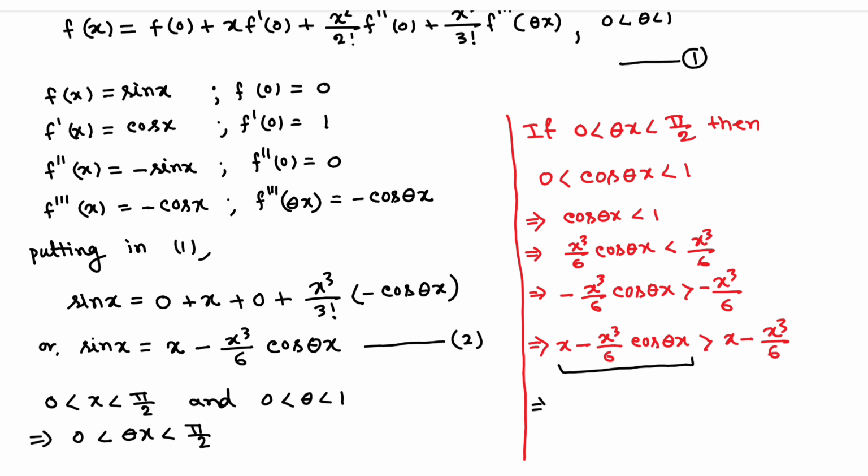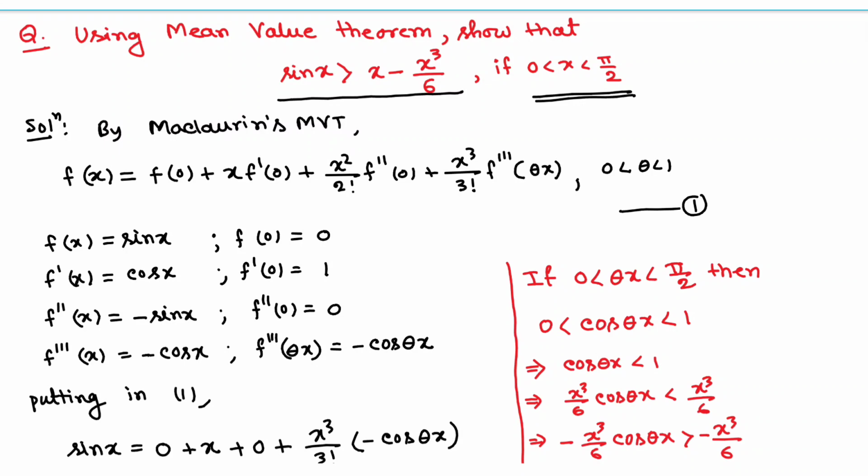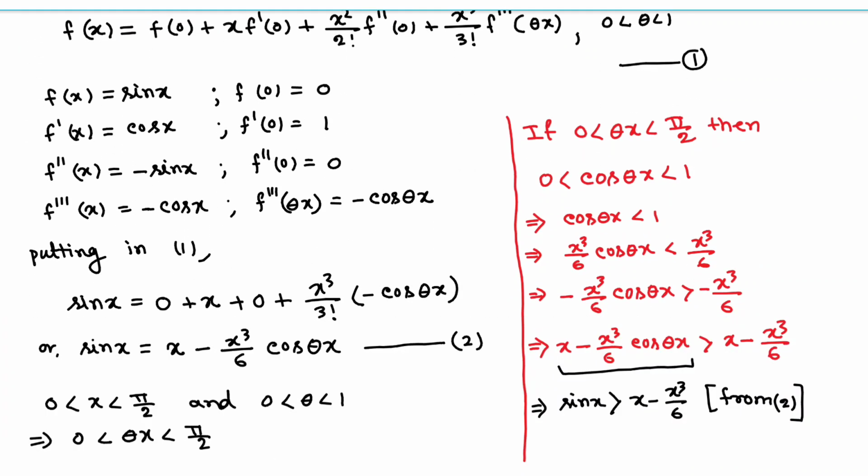So obviously we can say this implies sin x is greater than x minus x cube by 6, from 2. And this was our proof: you have to prove sin x greater than x minus x cube by 6. So hence proved. Clear? Now let's solve another problem. Next question.